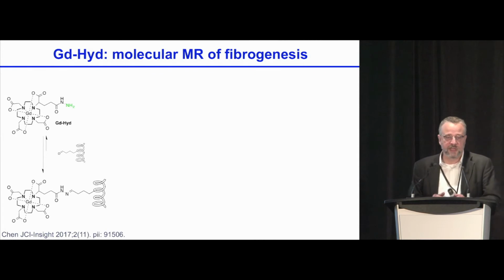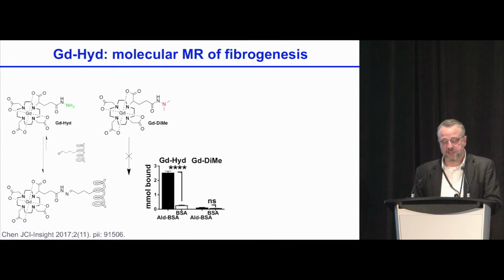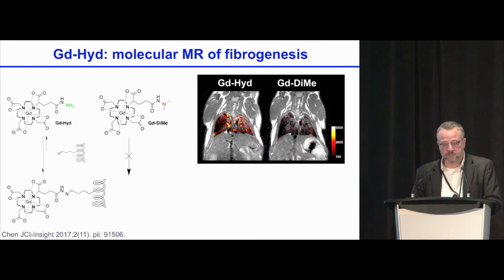So this is an example of our first prototype probe where we made this gadolinium small molecule complex that has a hydrazide group which combined covalently and reversibly to allysine. And as a control, we made the dimethyl version, which of course cannot undergo that condensation. So if you take something like BSA, which is a very lysine-rich protein, it doesn't bind to BSA, but if you oxidize the lysines on BSA, now it binds. The control probe doesn't bind to either.